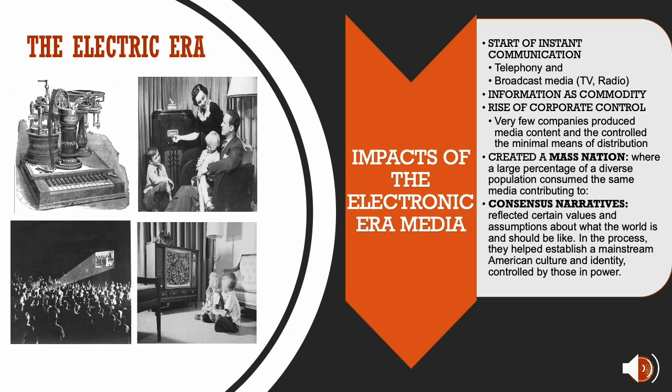And this is where you get the birth of the mass nation, mass communication, mass culture, where a large percentage of a diverse population is consuming the same media. And that contributes to another one of our important terms for the chapter. So mass nation and consensus narratives. This produces huge consensus narratives. They reflect specific values and assumptions about what the world is, how it should be. And in this process, they establish a kind of mainstream idea of American culture and identity. And that is controlled by those in power, right? Very few people end up having control over those narratives. And we're going to talk about what it means to have such minimal representation and few people in control.